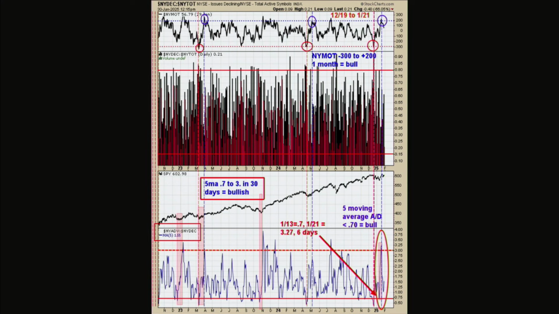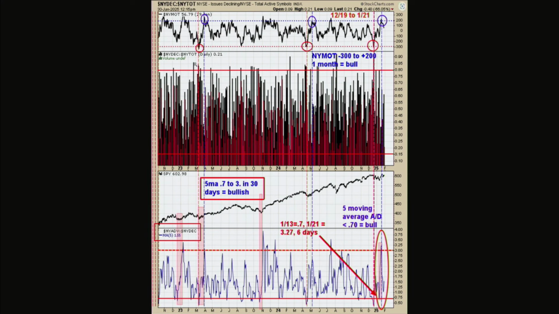I marked the previous ones going back over the last couple of years, shaded in pink there. They all came at bottoms, and they all produced decent rallies, some better than others, but it was a bottom-forming pattern.